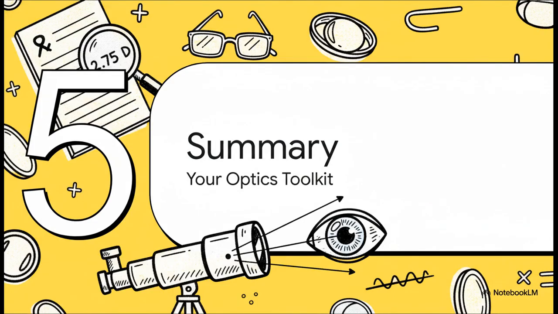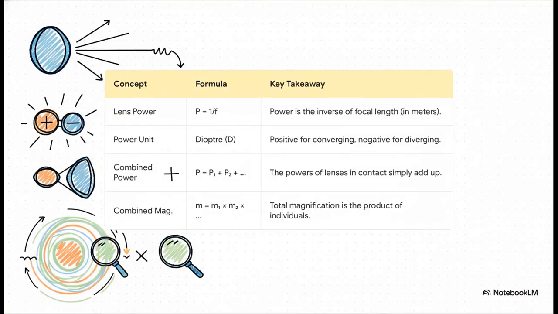Okay, that was a whirlwind tour, wasn't it? From a single number on a prescription all the way to the basic design of a telescope. So let's just pull it all together and create our own little optics toolkit with the absolute essentials. Really, it all boils down to these 4 key ideas. First, the big one, lens power. P equals 1 over F, and remember, F has to be in meters.